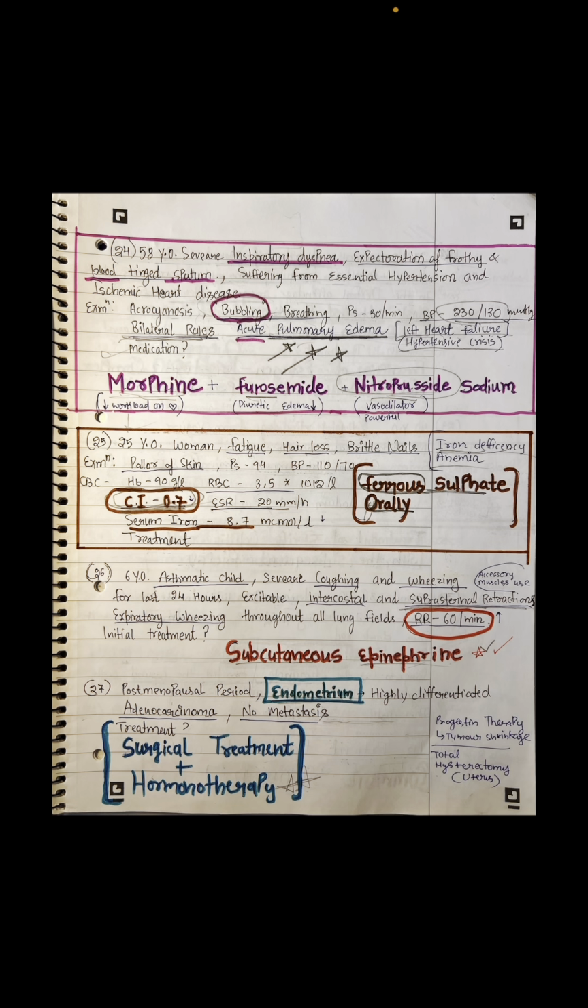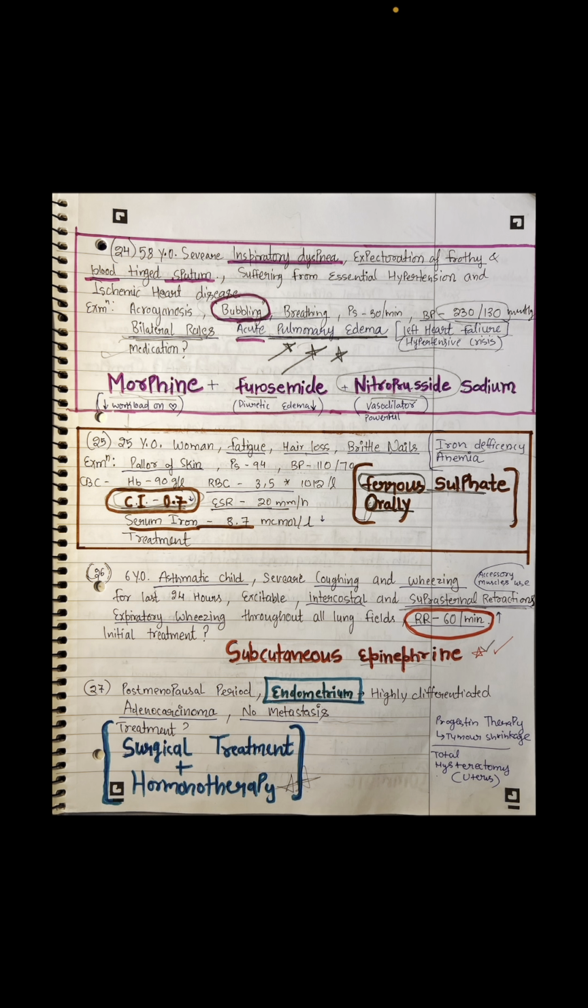Acrocyanosis is observed, bubbling breathing, pulse is 30, BP is severely high, bilateral rales, acute pulmonary edema. The patient has bilateral rales. So rales are highlighting what? Rales are highlighting some sort of fluid buildup in the lungs, and bubbling breathing is there. So the fluid in the lungs is so much that the bubbles are coming out through the breathing process.